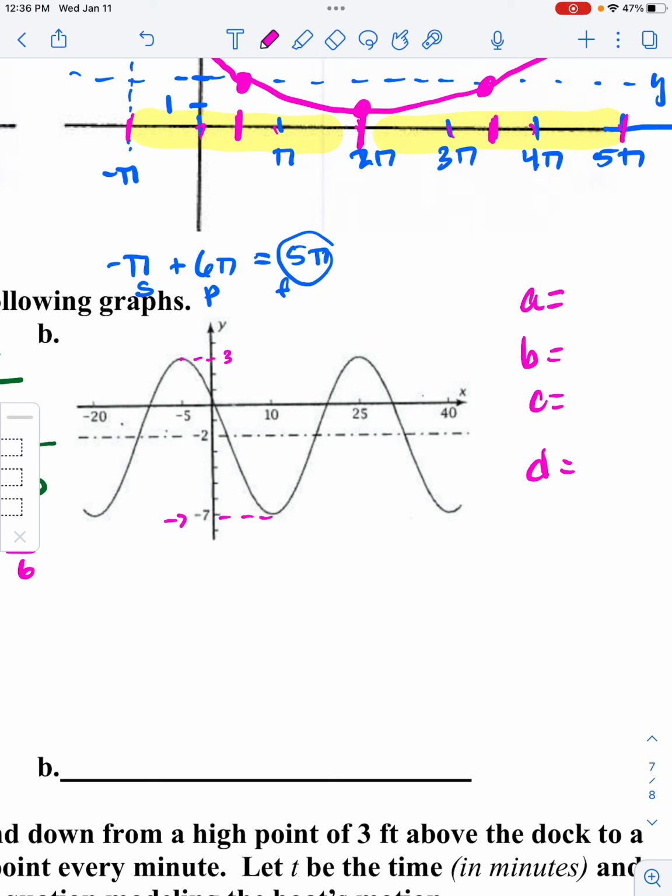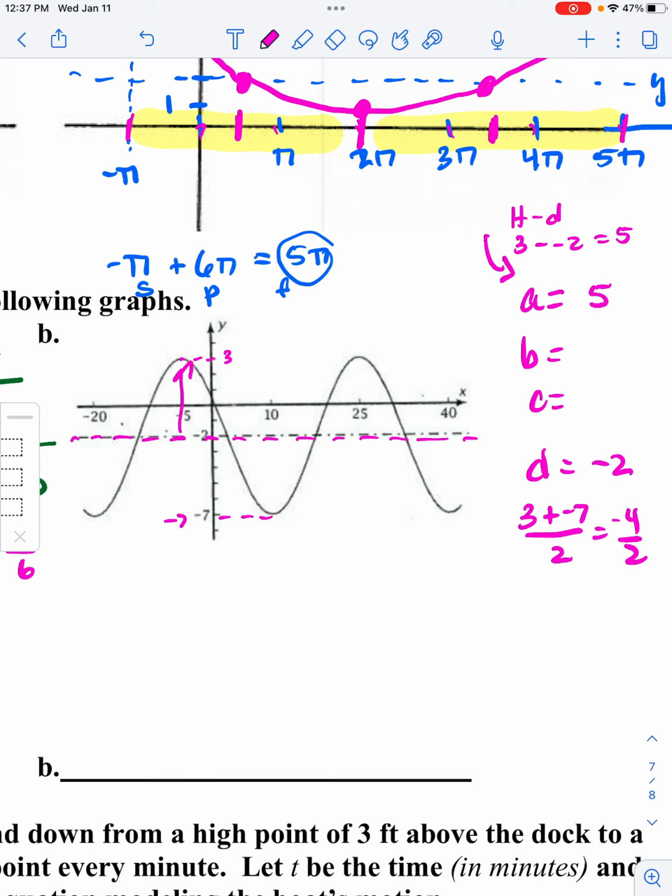I'm going to take my high, and then add the low and divide it in half. So the average, that would be -4/2. So my D value is going to be -2, which again, you can see in this graph that they have drawn in. Okie dokie. Then I'm going to go ahead and find my A. My A value is the high minus that midline. So the high is a 3 minus -2 actually puts me at an amplitude of 5, because you go up 5 from there or down 5 from there.